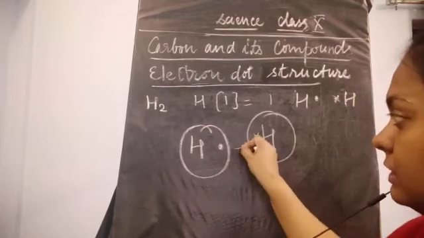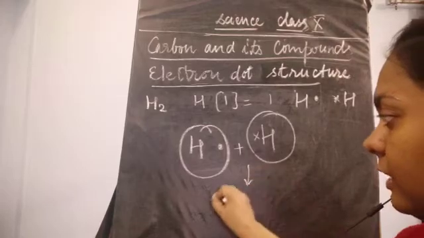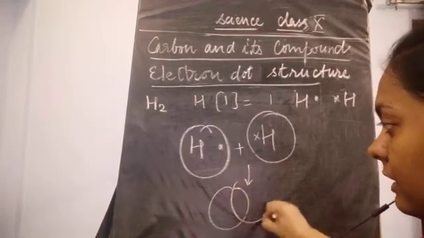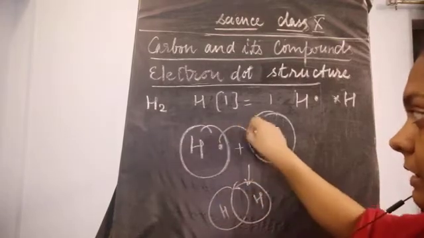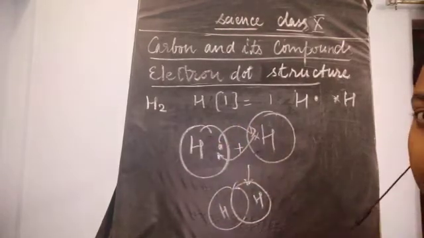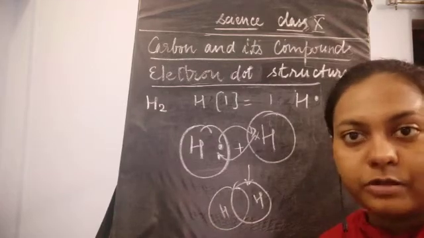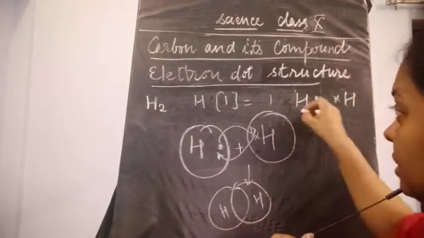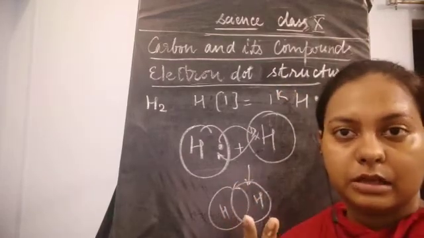Now these two are going to combine. Once they are combined, they are going to form one hydrogen molecule. So this is going to be shared with this. Because of the sharing of these electrons, see, this K shell has to be filled with a maximum of 2 electrons. So it has one.